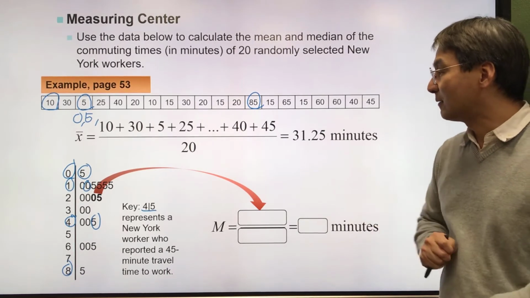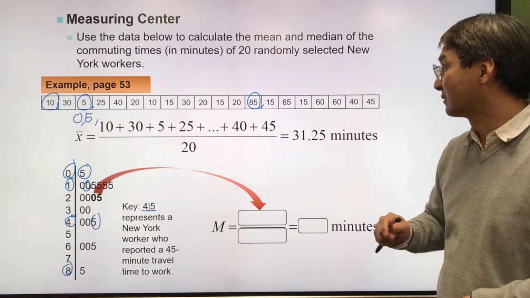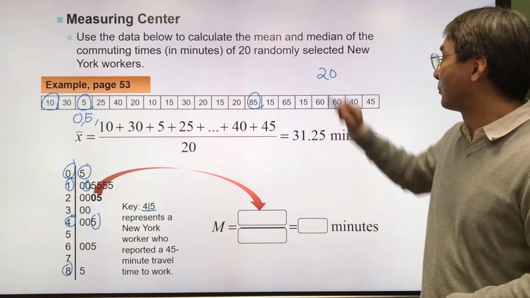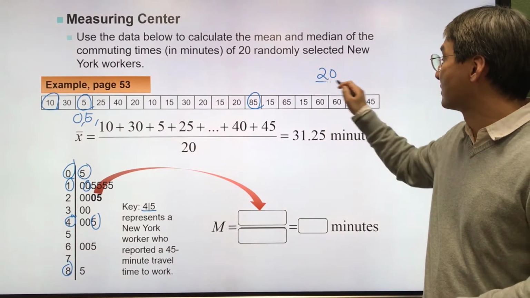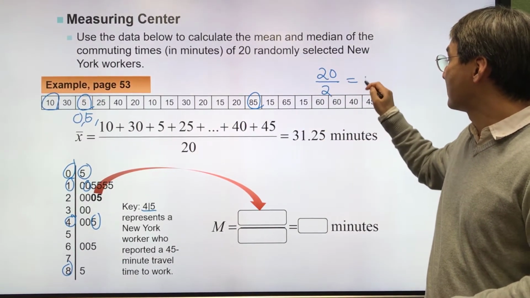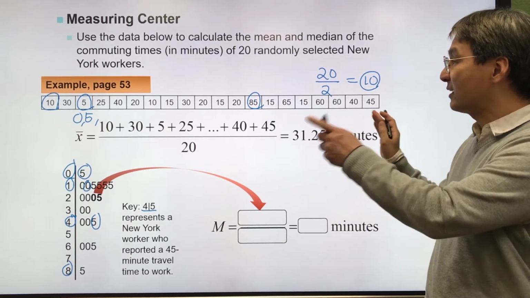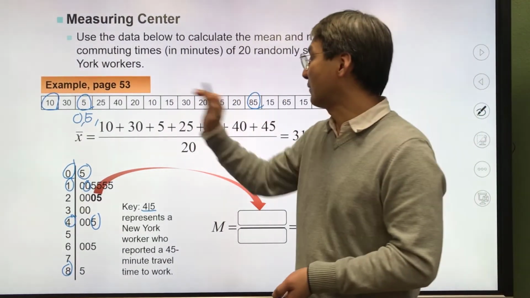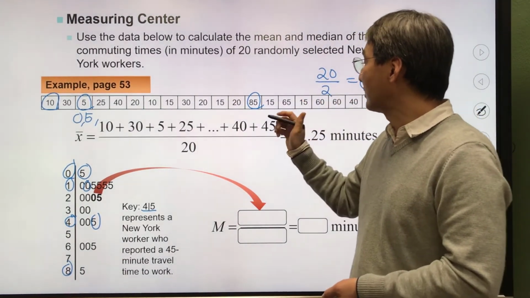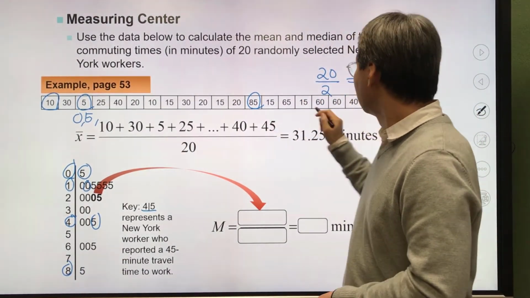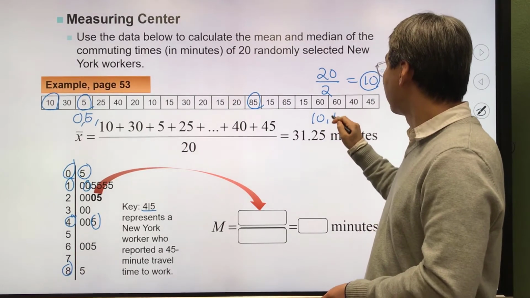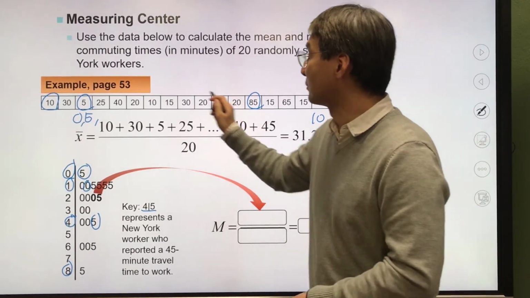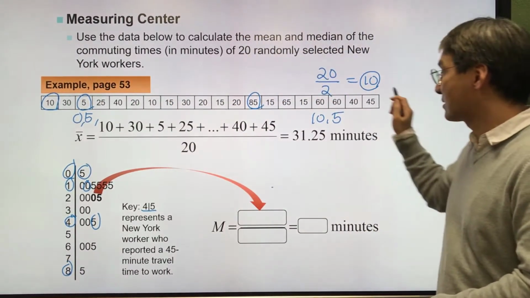So how could we find the median from the stem plot? We have 20 data points. We need to find the midpoint. So we divide by 2, and this is 10. We split 20 numbers into 10 and 10, 10 to the left, 10 to the right. The midpoint, to be precise, is 10.5, because we have 10 numbers to the left and 10 numbers to the right.